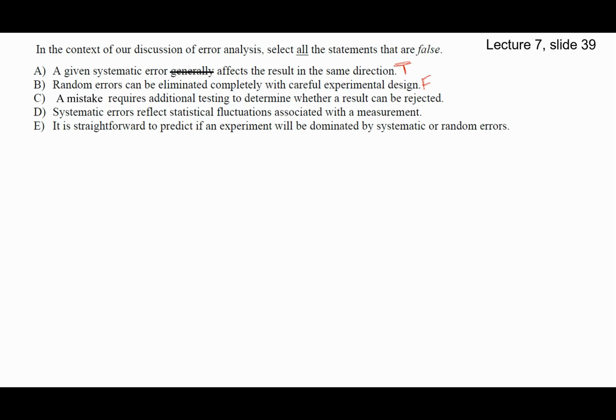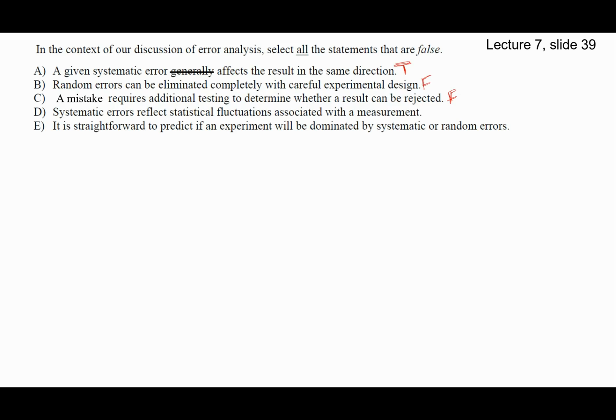That would be false. A mistake, like spilling or getting too pink in a titration, requires additional testing to determine whether the result can be rejected. Well, that's false, right? We already know it's bad. What is more testing going to tell us about that? If you spilled it, more testing isn't going to tell you that you spilled it. You know you spilled it.